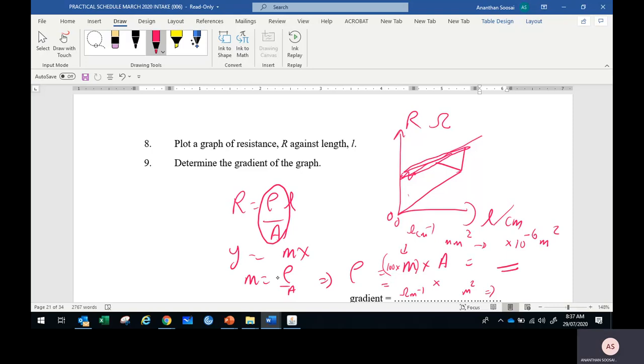So 10 power negative 6, you need to times with the area. Your gradient must times with 100. Then both values you times, you should get 10 power of negative 8. Get 10 power of negative 8, the power. Then you get the answer. You get the mark.